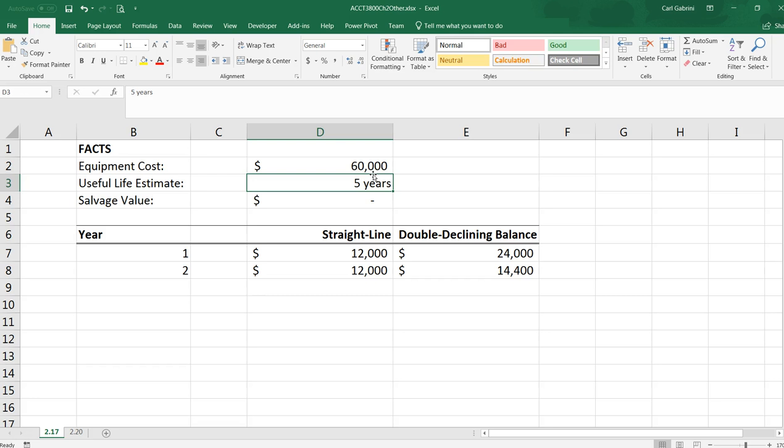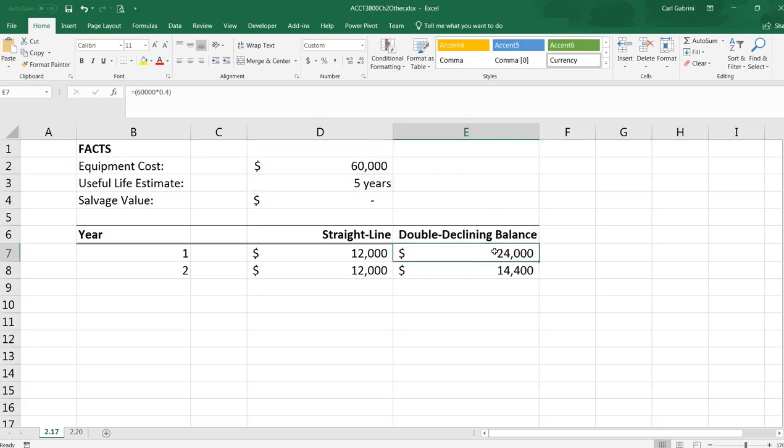If 20% is the straight line rate, then the double declining balance rate would be 40%. And so in year one, we have the equipment cost of $60,000 times 0.4, or 40%. And so depreciation expense in year one under double declining balance is going to be $24,000.